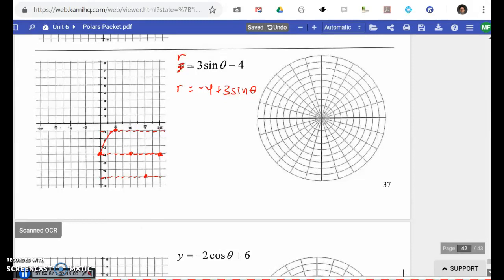What you should notice in this graph is it doesn't cross the x-axis, like the last one. So I think this one's going to look more like the dimpled kind. Let's see if I'm right.